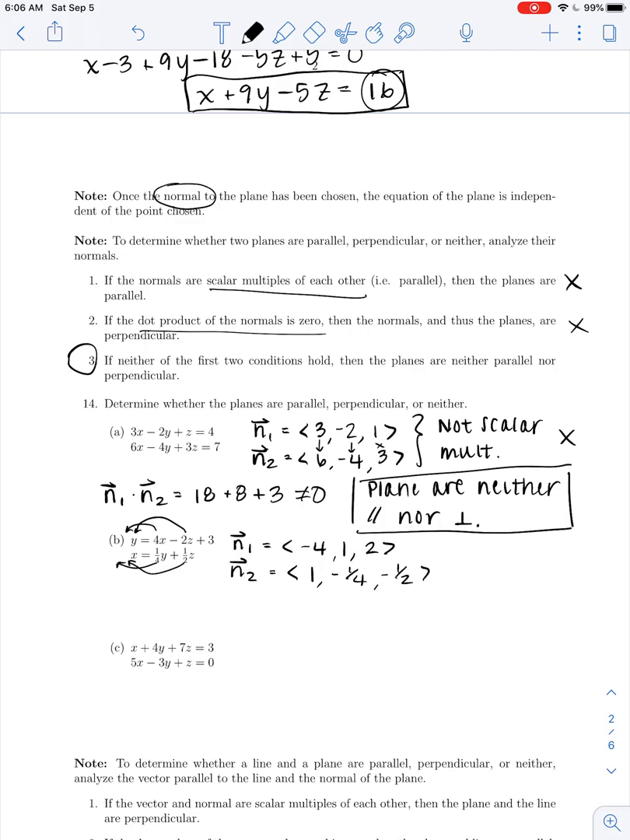All right, so first thing, by inspection, let's see if these two normals are scalar multiples. So I'm actually going to go in this direction. To get from 1 to negative 4, I would multiply by negative 4. So if I multiply negative 1/4 by negative 4, I get to 1, that's checking out. And negative 4 times negative 1/2 would get me 2. So in this case, we have that n1 is negative 4 times n2. So what this tells me is that these normal vectors are scalar multiples, which means the normals are parallel. And so finally, we conclude that the planes are parallel.